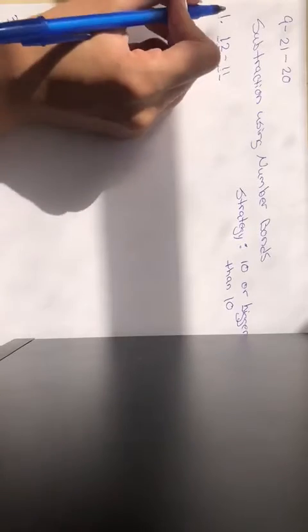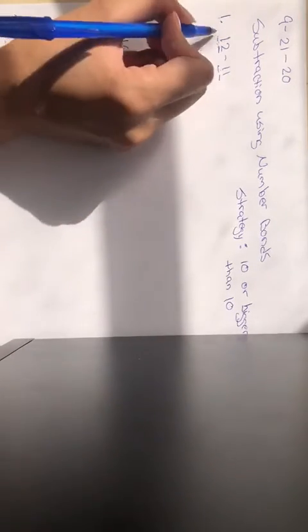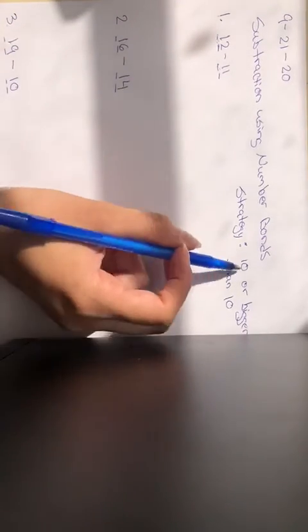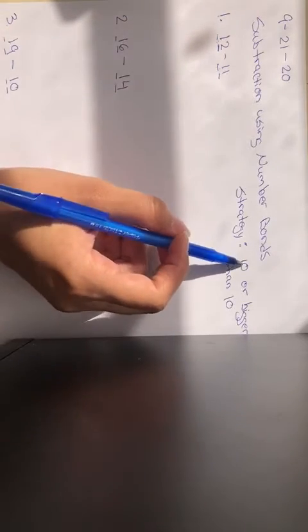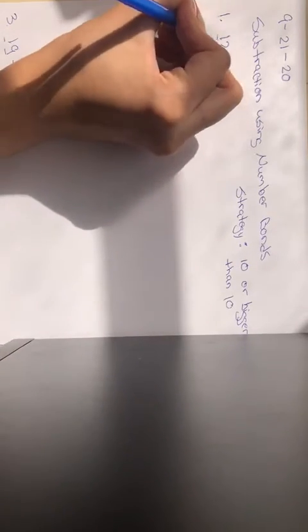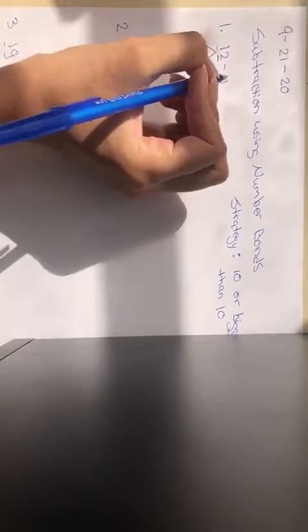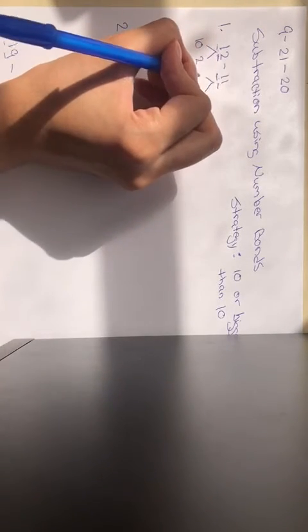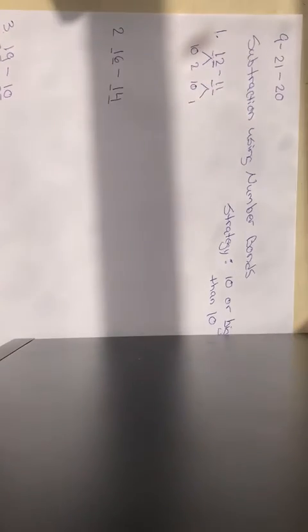So let's see. Exercise number 1 says 12 minus 11. I have 2 digits on both sides, so I'm going to use this strategy, 10 or bigger than 10. So 12 and 11, they're definitely not 10, they're bigger than 10. So I'm going to break them down, both of them. I'm going to break them down into 10 and 2 because 10 plus 2 equals 12. And in this case, I'm going to do 10 and 1 because 10 plus 1 equals 11.